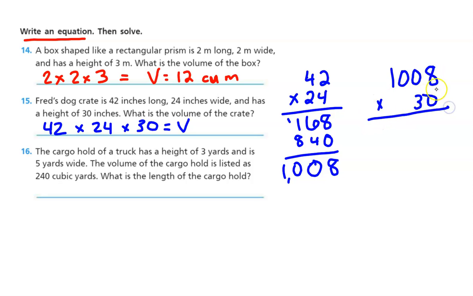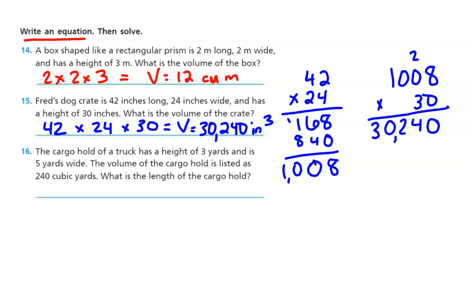Well, the beauty of that is that this 0 just comes down to be my place value holder, and now I can just move straight on to the 3. So 3 times 8 is 24, carry the 2. 3 times 0 is 0, but 0 plus 2 is 2, so we need to bring that 2 down. Then I'm going to have 3 times 0 is 0, and 3 times 1 is 3. So that answer altogether would be 30,240. So the volume is 30,240, and I am measuring in inches. So this would be in inches cubed, something like that.